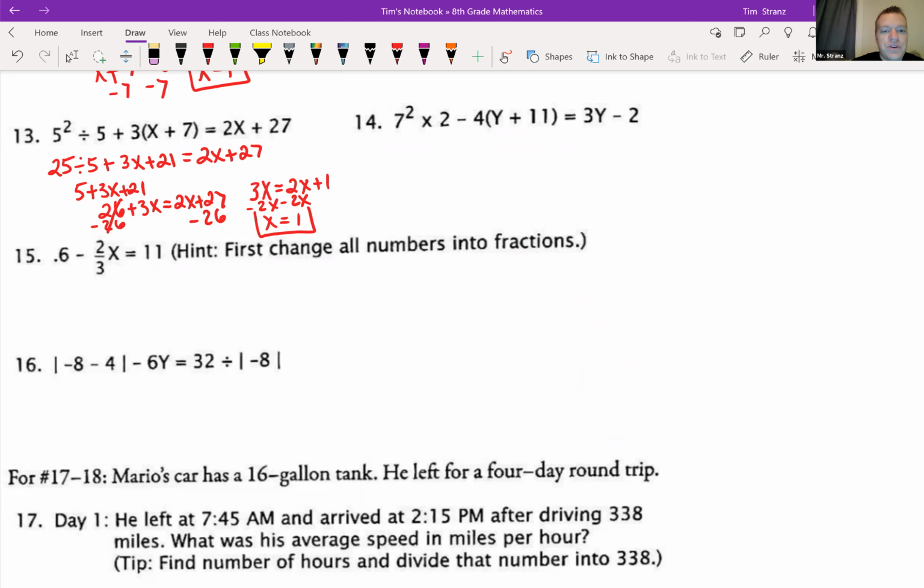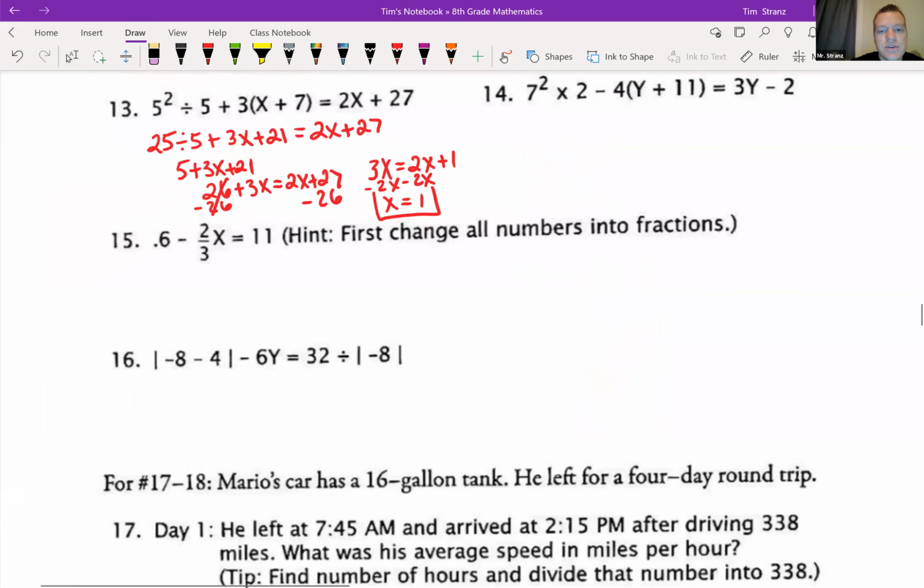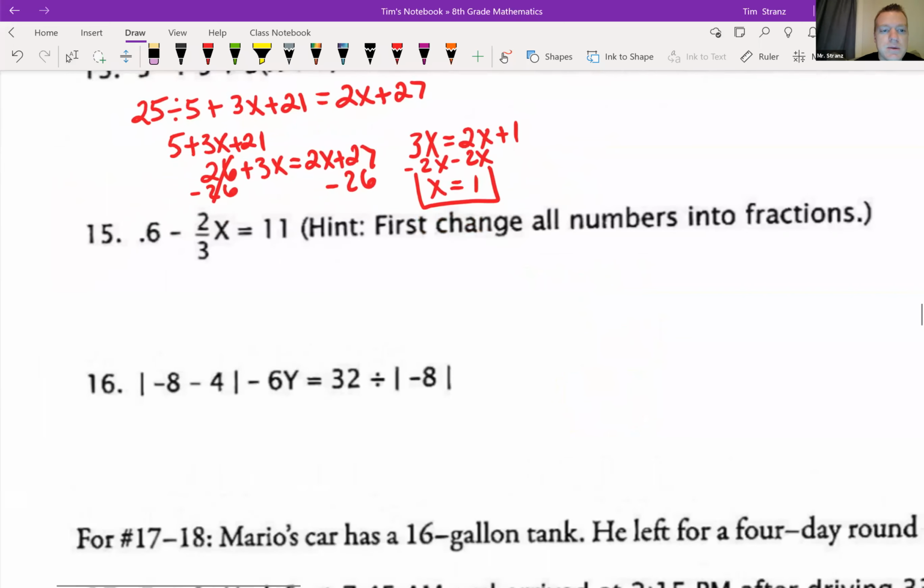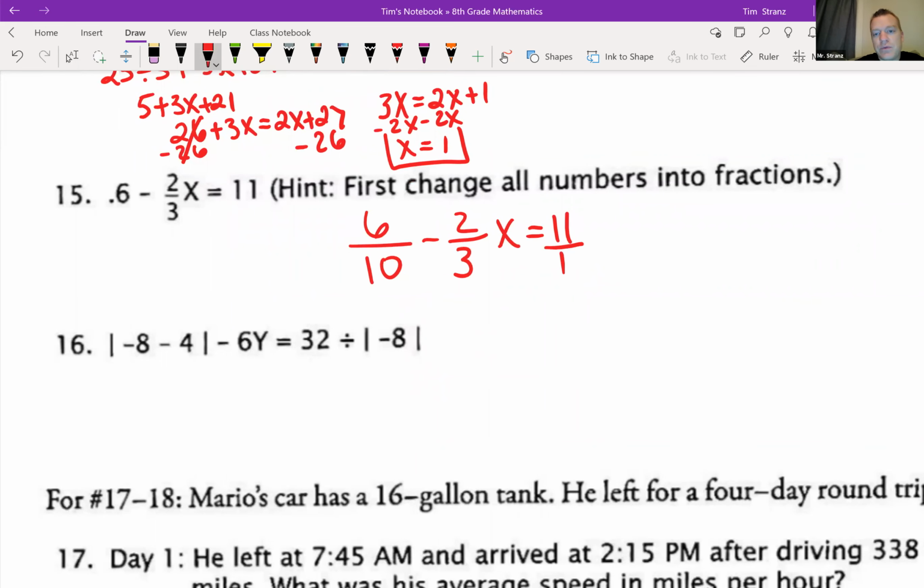I'm going to go to number 15. It says hint, first change all the numbers into fractions. All right, so if I rewrite this with fractions, 6/10 is going to be written like that, minus 2/3 x equals 11. Okay, so actually it's going to be 11 over 1.